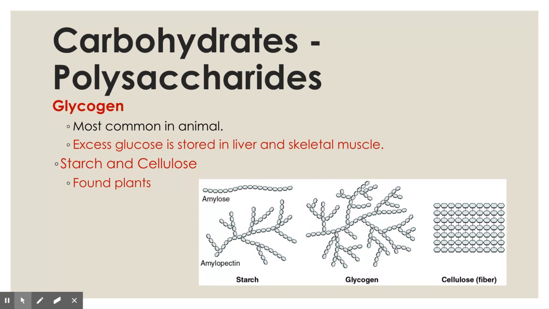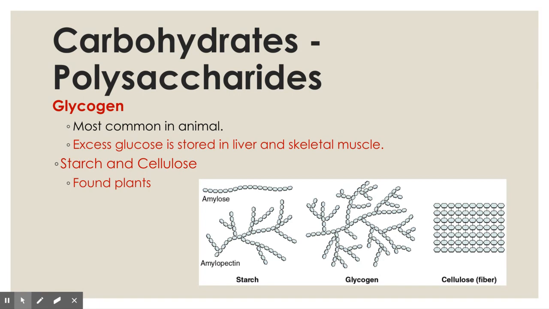We also have our polysaccharides. The most important that we're going to find is glycogen, which is common in animals. Extra glucose that we have in our body after we eat a meal or have something sweet, whatever it is, gets stored in our liver and our skeletal muscles as glycogen. In plants, we'll have starch and cellulose. That is how they store that extra sugar.